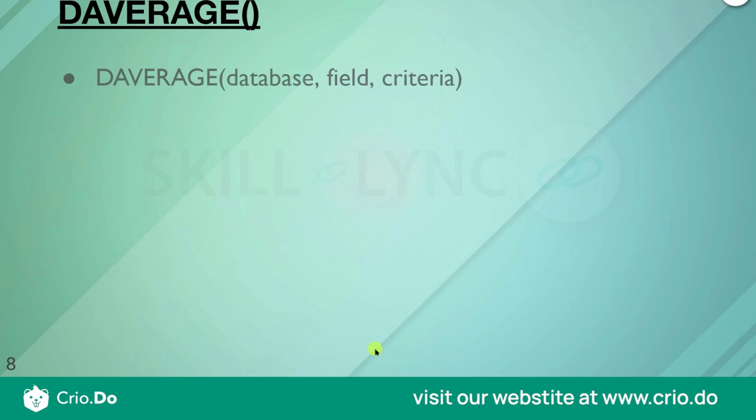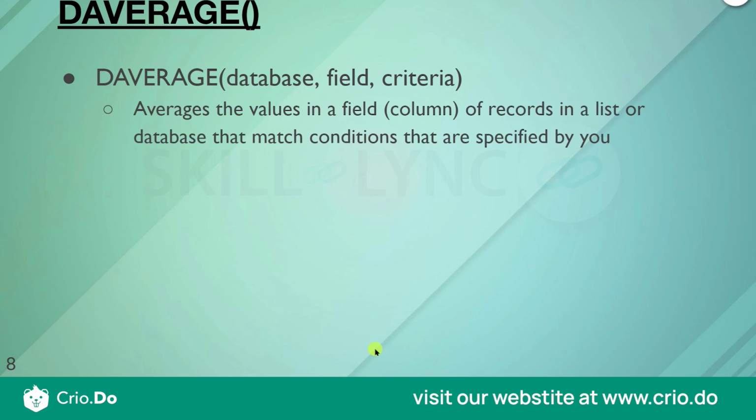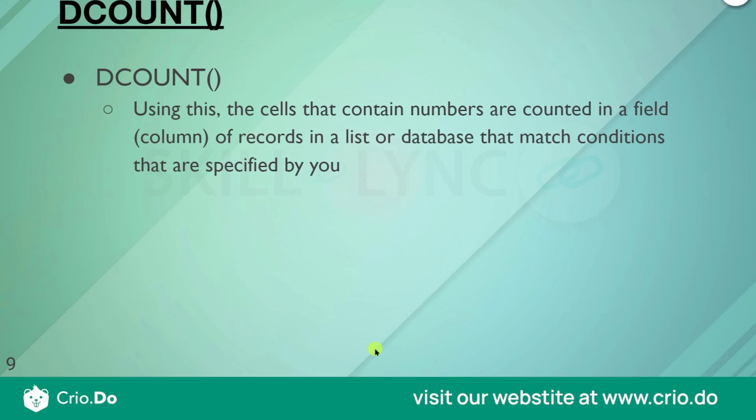After that, we covered the DAVERAGE function. It calculates the average values. Then we talked about the DCOUNT function. If we compare DCOUNT and DCOUNTA, the DCOUNT function counts the numerical values and the DCOUNTA function counts the non-blank values. Then we talked about the DMIN function, DMAX function, DSTDEV function, DSTDEVP function with the population, DVAR function, and DVARP function with the population.